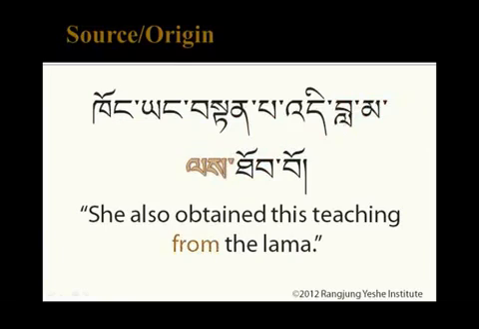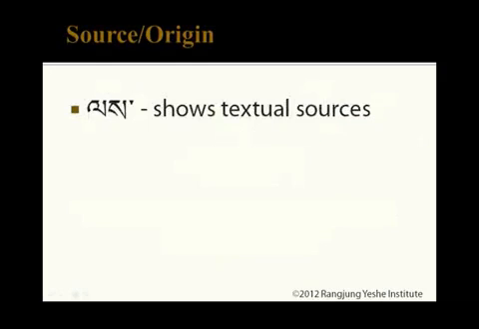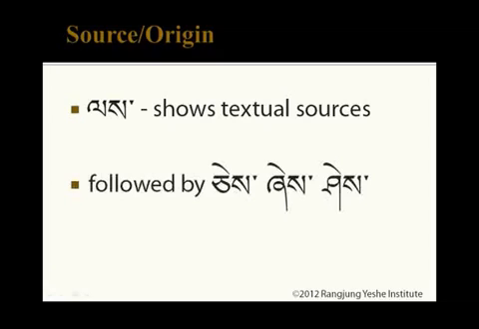In these cases, the source particle is usually translated as from, or sometimes since. Sometimes the particle le is used to show textual sources. This is very common in classical Tibetan texts. A direct quote usually begins immediately after this particle, and it ends with che, je, or she. There are no quotation marks in Tibetan, so the le particle can serve this function.